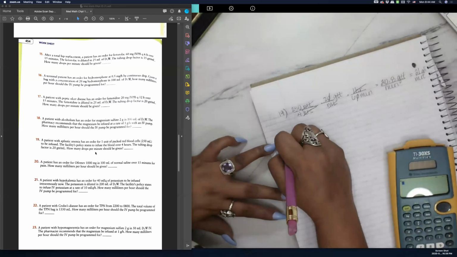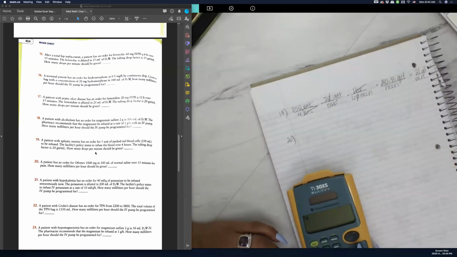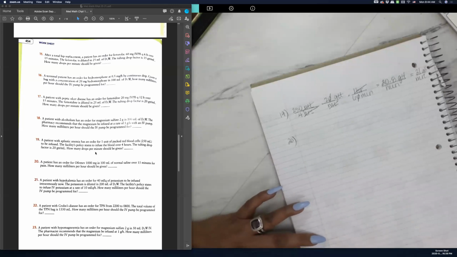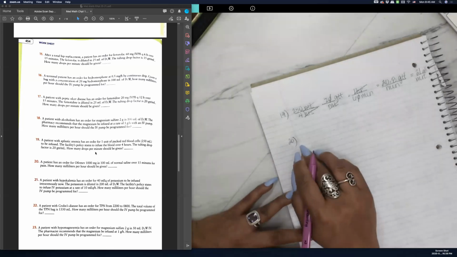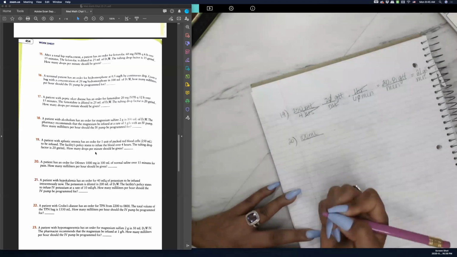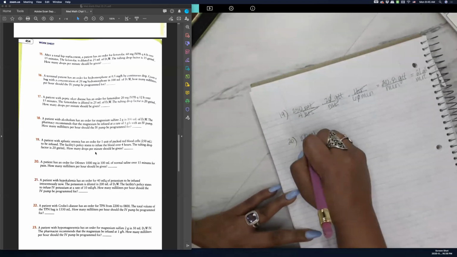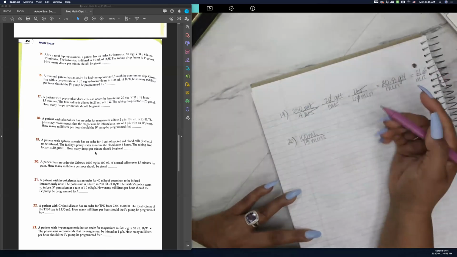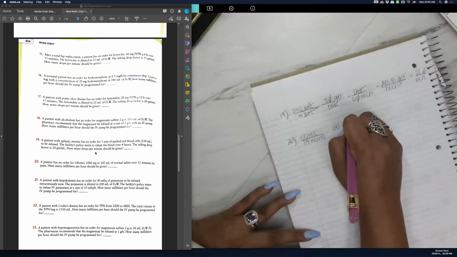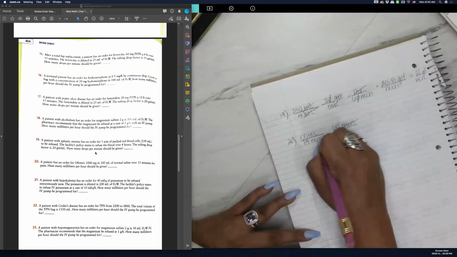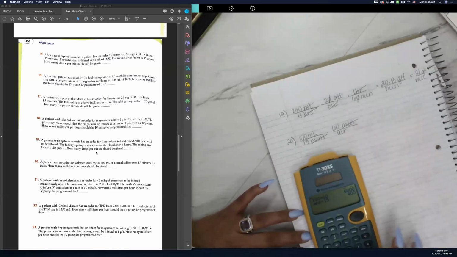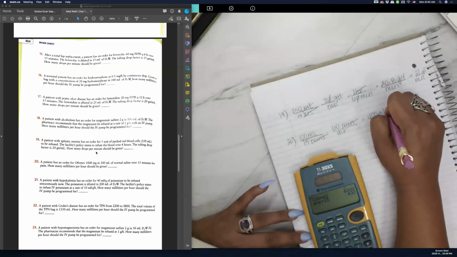Okay, number 20. A patient has an order of Ofirmev 1,000 milligrams in 100 milliliters of normal saline over 15 minutes for pain. How many milliliters per hour should be given? So, okay, our volume is 100 milliliters. We're going to administer this over 15 minutes. But the problem wants us to have units of milliliters per hour. So I know I need to convert my units of minutes, so 60 minutes to 1 hour, so I can cancel my units of minutes. Okay, so that's going to be 100 times 60 divided by 15. So that's going to give me 400 milliliters per hour.